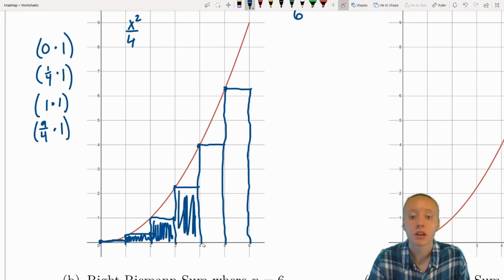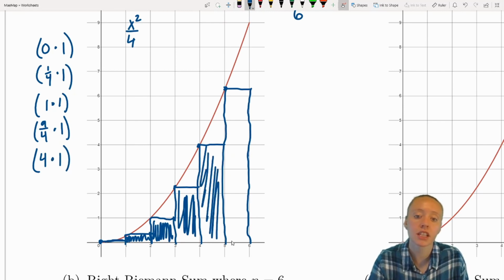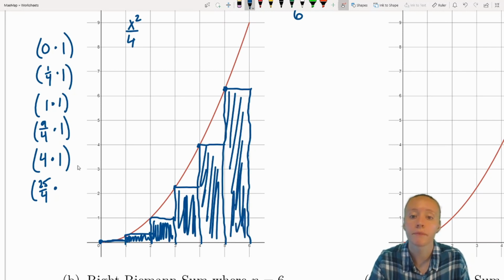Next, I'll do my height where x is 4, so 4 squared is 16. 16 over 4 is 4, so that's a height of 4, a width of 1. And then lastly, when I'm at an x value of 5, that's the height of my rectangle. 5 squared is 25, so this is going to be 25/4. And that is multiplied by the width of 1. Each of these is the individual area of a rectangle. If I want that total, I'm going to sum them up.